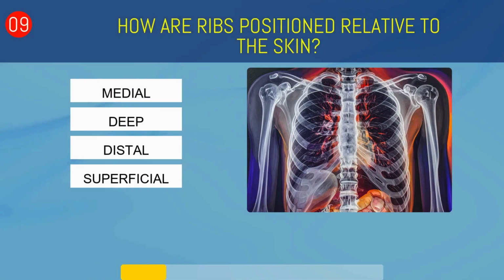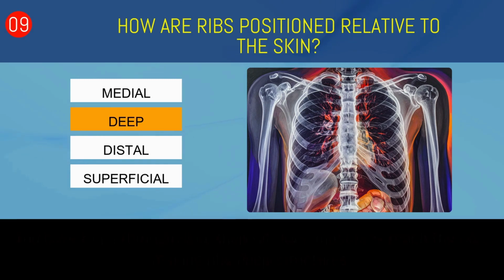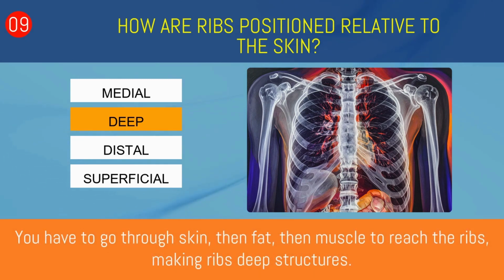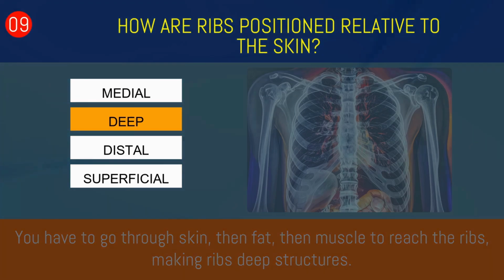How are ribs positioned relative to the skin? Medial, deep, distal, or superficial? Deep. You have to go through skin, then fat, then muscle to reach the ribs, making ribs deep structures.